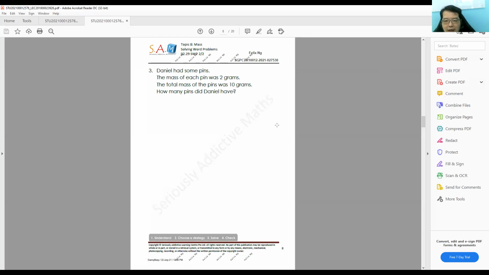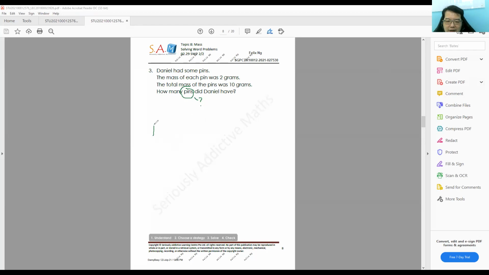A similar question was discussed earlier. Take a look at this one here. Let's read. Daniel had some pins. The mass of each pin was 2 grams, and the total mass of the pins was 10 grams. How many pins did Daniel have? So we don't know how many pins. We don't know the number of pins. We only know that each pin is 2 grams. So how do we do this?